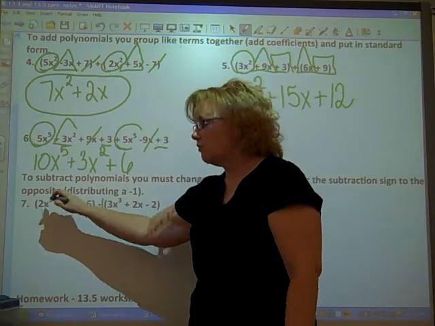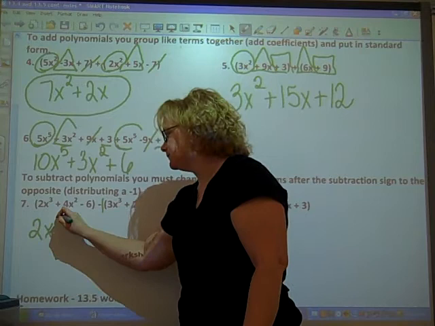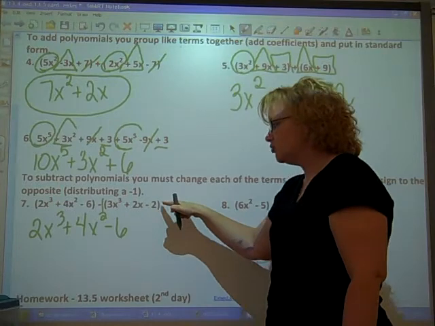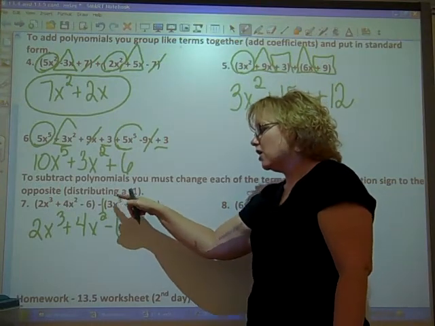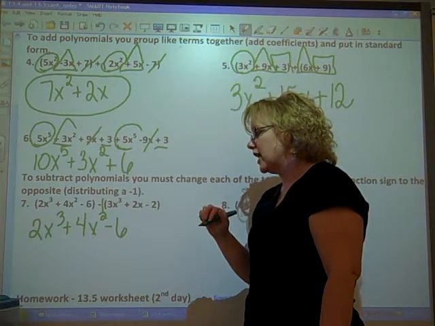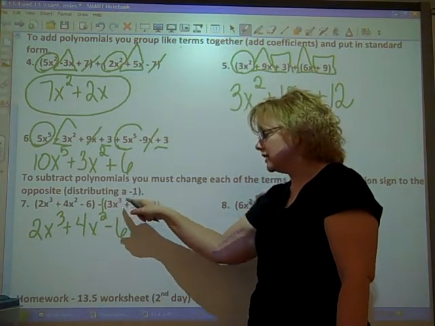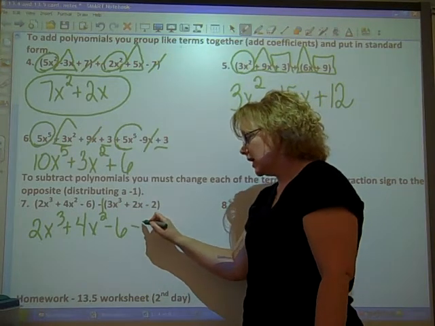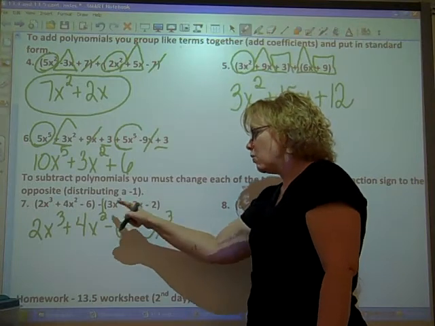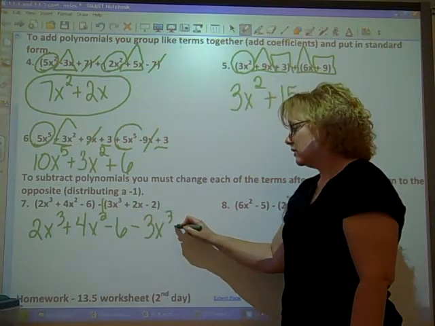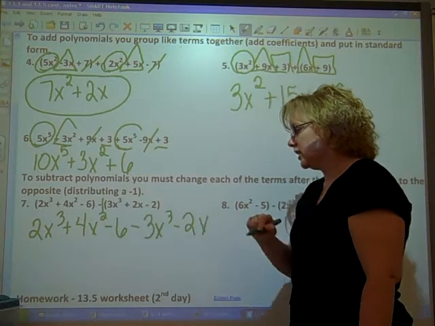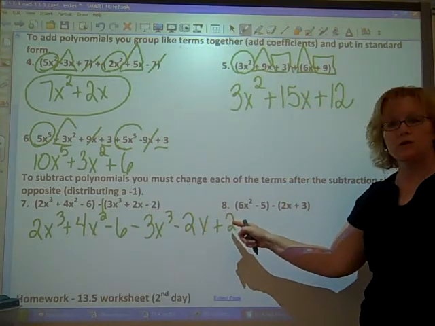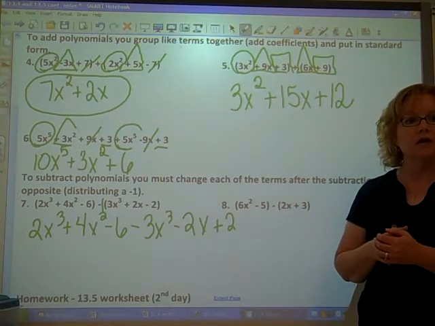Okay, so what happens is I'm just going to rewrite my problem. So this first trinomial does not change. I'm just going to drop it down. This second trinomial, however, I'm subtracting it, which all I'm going to do is distribute that negative 1. When I distribute that negative 1, all it does is change each of these signs, because negative 1 times 3x cubed is negative 3x cubed. What's negative 1 times 2x? Negative 2x. What's negative 1 times negative 2? 2. So a positive 2. So do you notice that all it did was flip those signs? That's all multiplying by a negative 1 does.